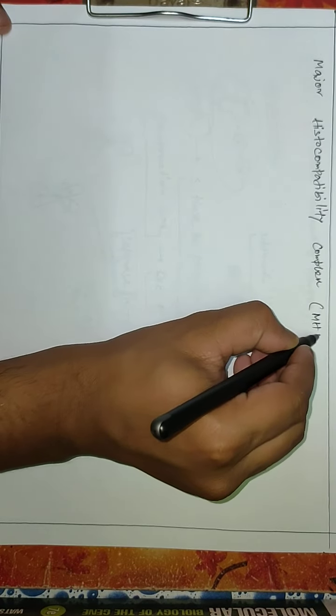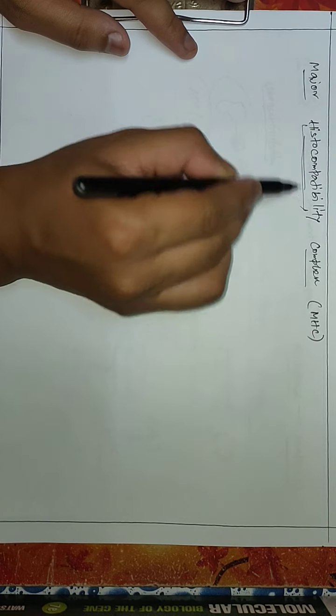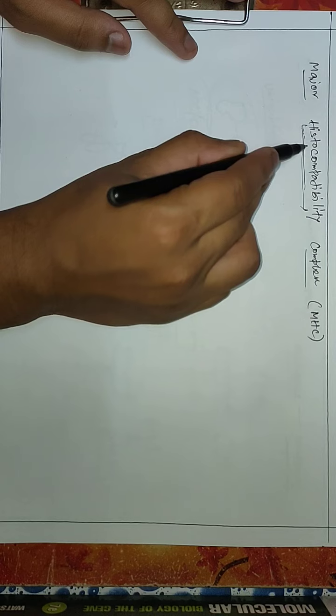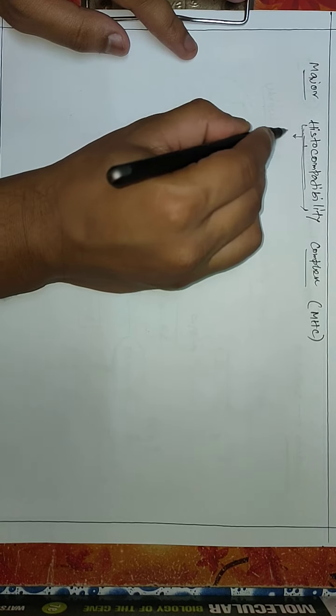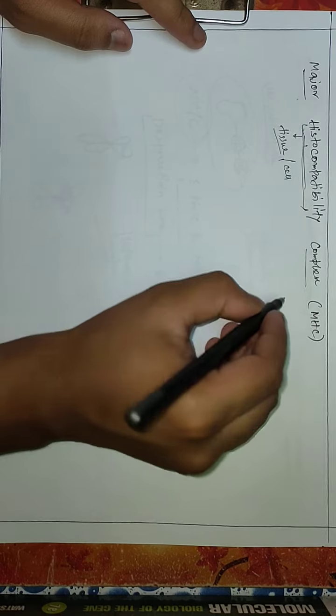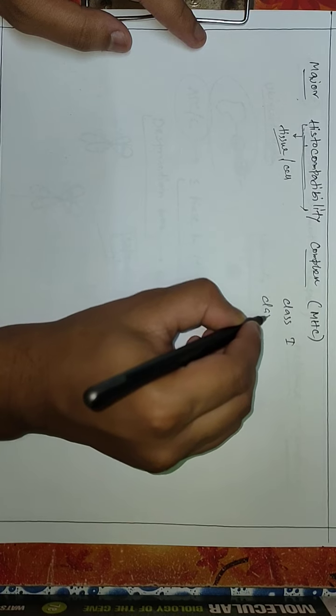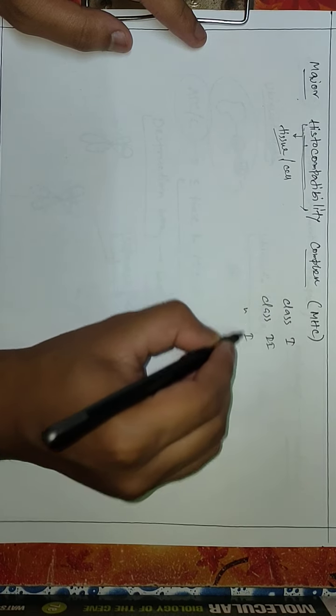So in this video we will discuss MHC and some general characteristics of MHC. The terms include, when we study the major histocompatibility complex, remember one thing: histocompatibility means compatible with tissue, histo meaning tissue. So compatible with own tissue or cell. If you classify it, it will be class 1, class 2 and class 3.